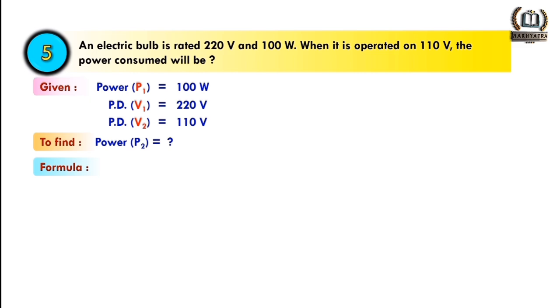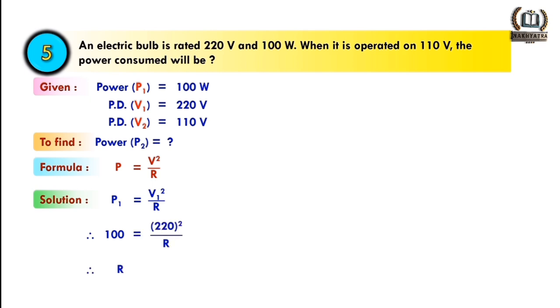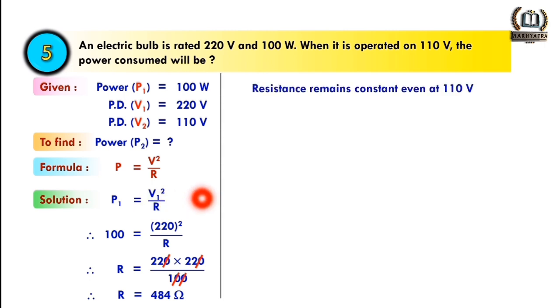So from here we can use the power formula P equal to V square upon R. Okay, now see the solution. So we know the value of P1 equal to V1 square upon R, right? So by putting the value 100 equal to 220 square upon R, we can find the resistance. That is R equal to 220 square upon 100, we get R equal to 484 ohm. Okay, so this is our resistance, and at 110 volt it will remain constant. Therefore P2 equal to V2 square upon R. So now we can find the value of P2.